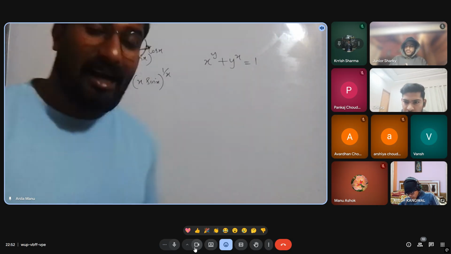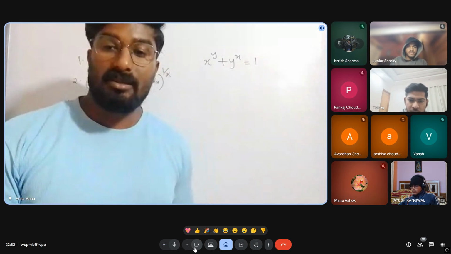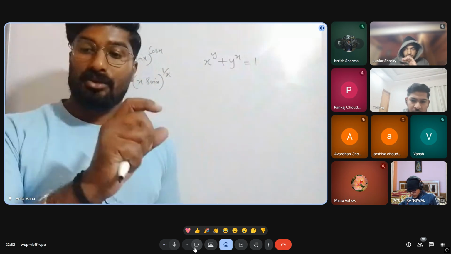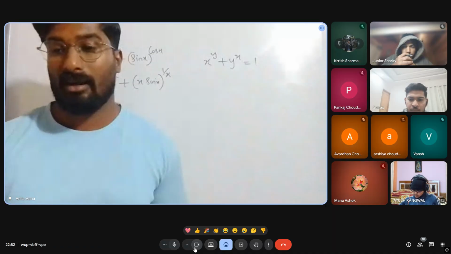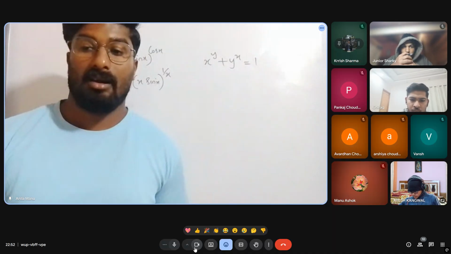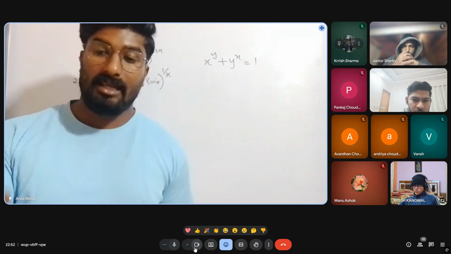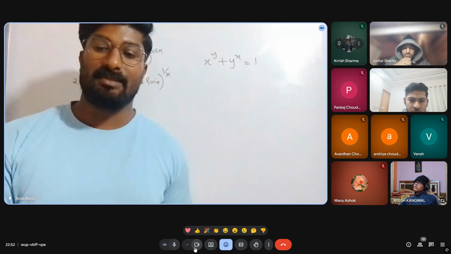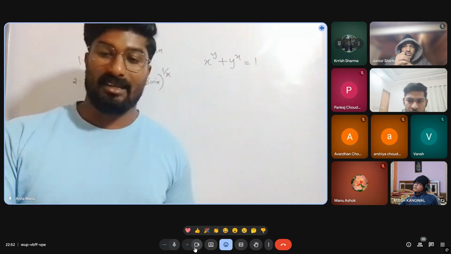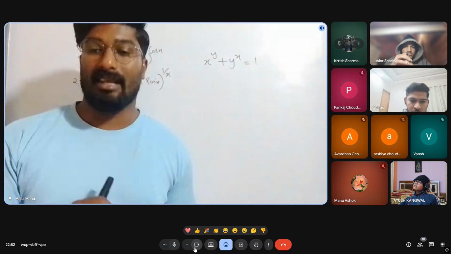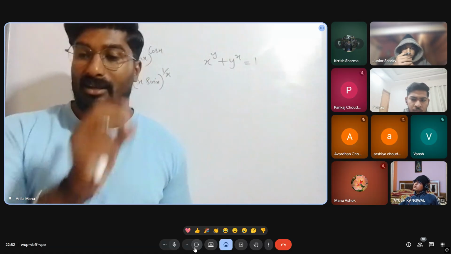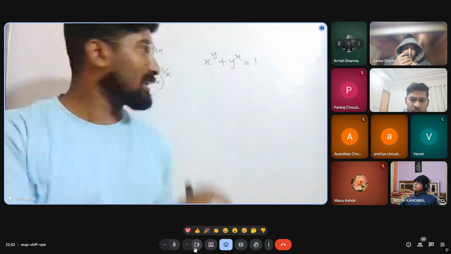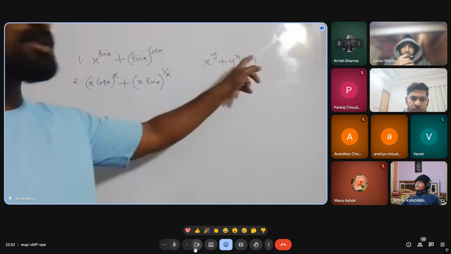Okay. So first identify what is the difference between the previous questions and this one. It is easy. There was no equation before, there was just an expression only, right? You can check that, there was no equal sign there. But in this question, you can see it is an equation. x raised to y plus y raised to x is equal to 1.